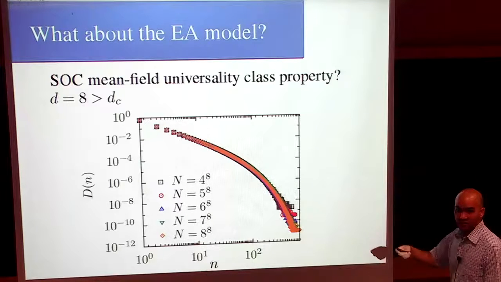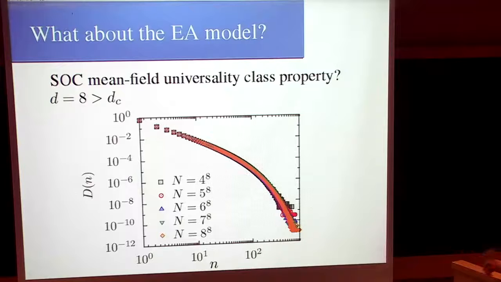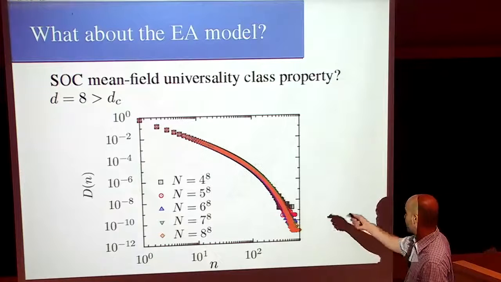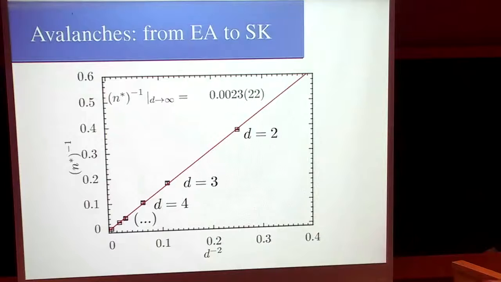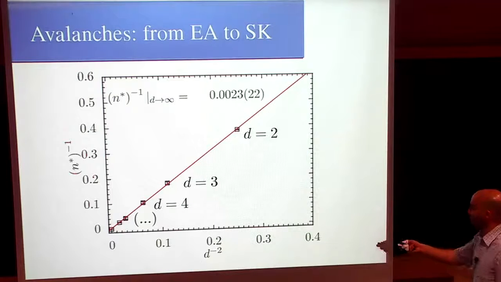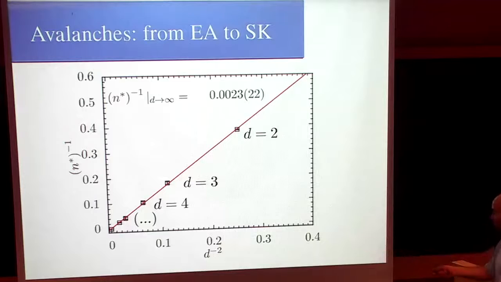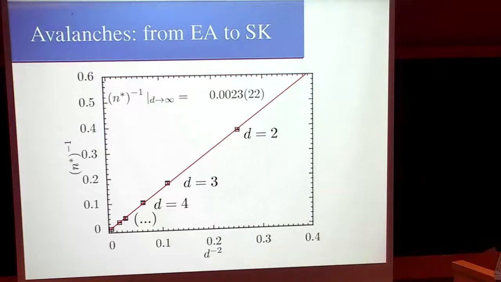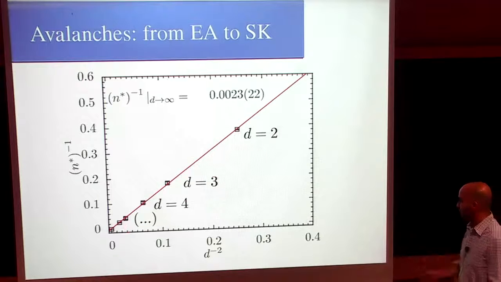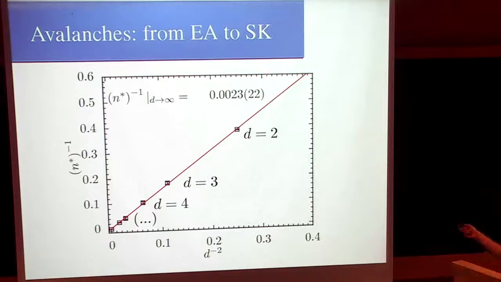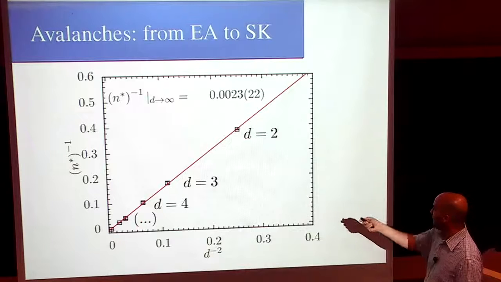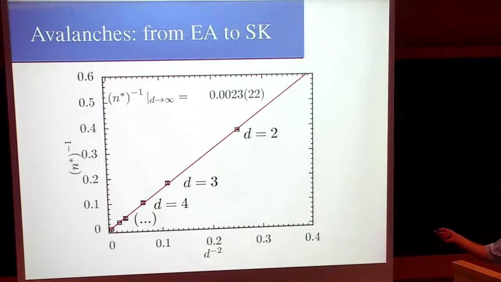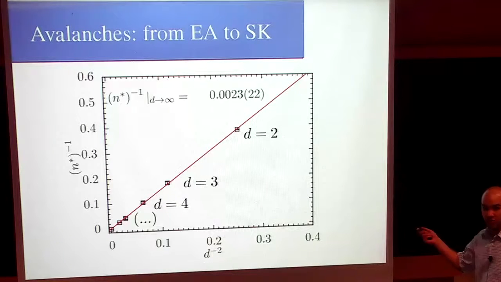But what we do is we estimate this characteristic avalanche size for each dimension, and we plot it as a function of the dimensionality. We plot 1 over n star as a function of 1 over d square, estimating the characteristic avalanche size for 2 dimensions, 3 dimensions, 4 dimensions, and so on, and find a clear relation. We see that we will find scale-free behavior only in the limit of infinite dimensions.